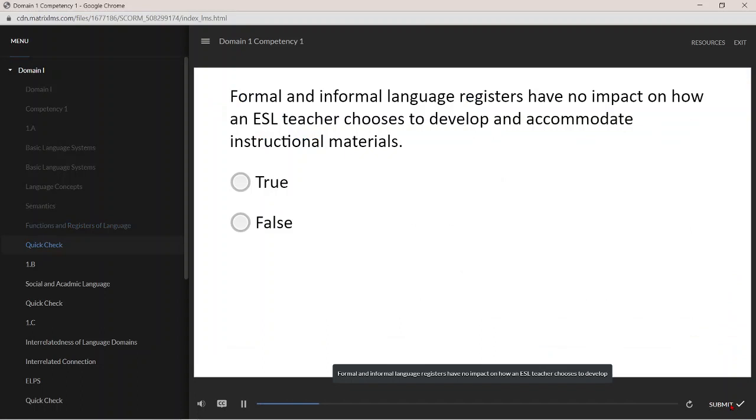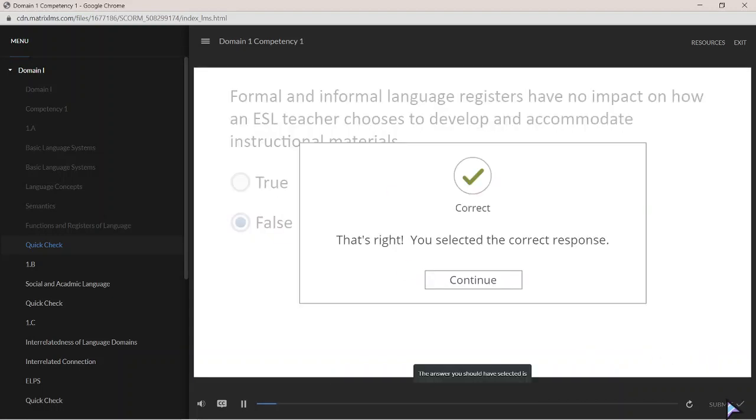Formal and informal language registers have no impact on how an ESL teacher chooses to develop and accommodate instructional material. True or false? The answer you should have selected is false. Formal and informal language registers have an impact on how an ESL teacher chooses to develop and accommodate instructional materials. If you selected true, please go back and review the content in this section.